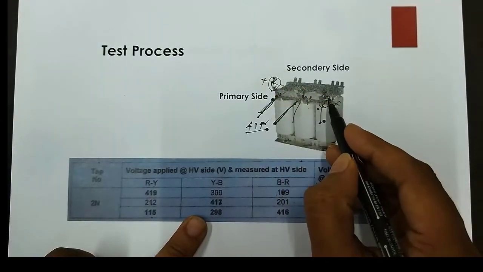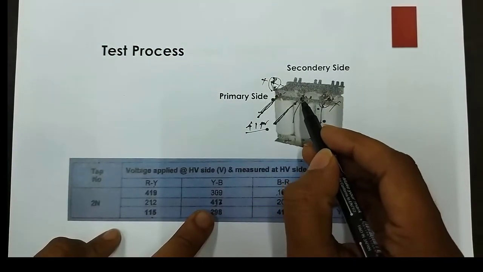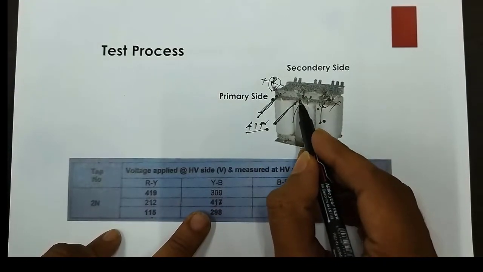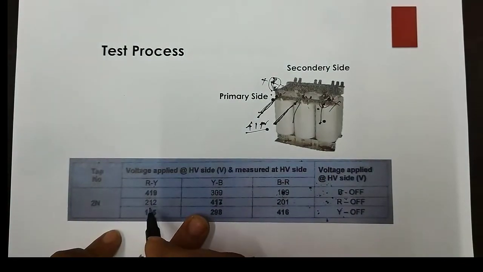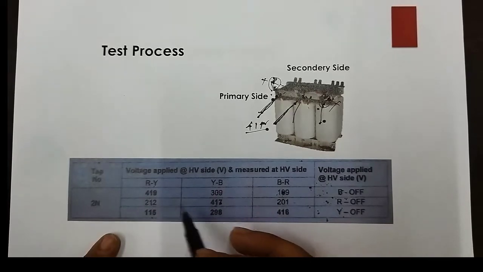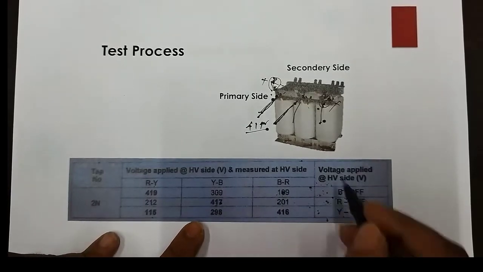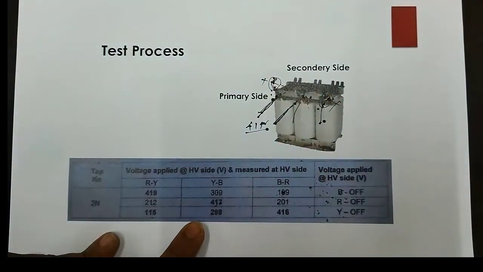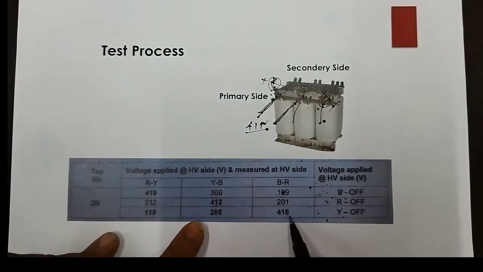We only give supply to Y and B, and we measured voltage 417, and we measured the voltage in the other two phases. We gave voltage to YB, and measured RY and RB. That was 201 and 212. And if you can see, if you add these two voltages, you will get almost the applied voltage. And in the third case also, we will keep the Y phase off and we give supply to R and B, 416 volt, and measure the other two phases.